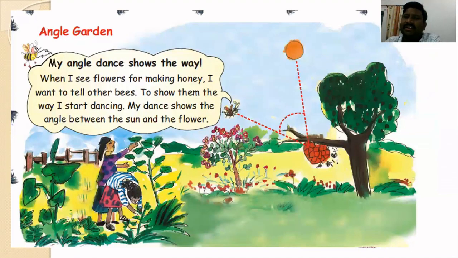Angle garden. What is angle garden? Nothing but the ordinary garden in which you move. But what is there to see? Whenever you go to your garden, see how many angles are there. You will find several angles. See here in this leaf corner, an angle is there. Every leaf is making an angle with the stem. Okay, here is an angle, and honeybee to sun. This is one angle. So there are several angles here.